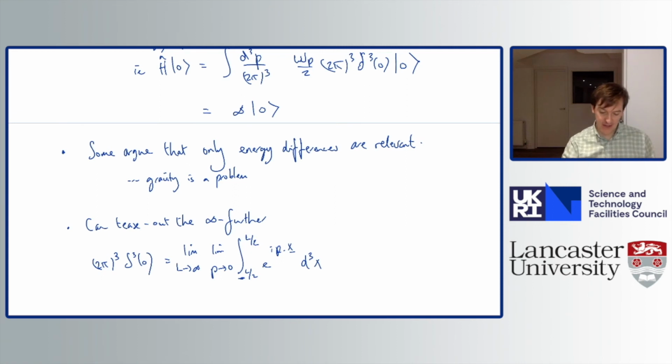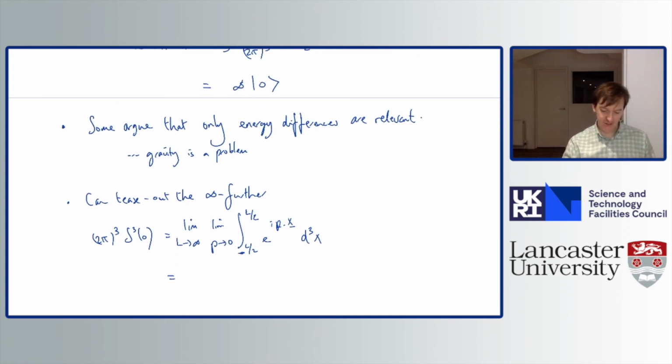Otherwise, this would be the delta function at p. So we're setting the limit with two limits here. When we set p equal to 0 in this exponent, we just get 1, and then we're just integrating 1 from minus L over 2 to L over 2. So what this is really doing is just telling us about the volume of this box that we're living in. So this (2π)^3 δ^(3)(0) is just really a volume factor.